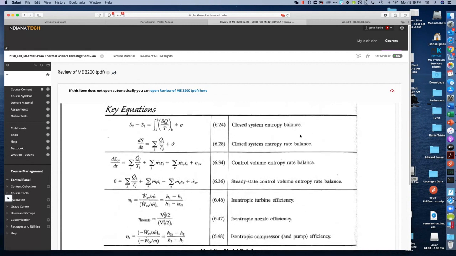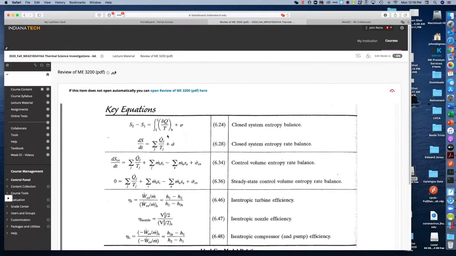One of the first equations with the definition of entropy is the entropy balance associated with a closed system. If a closed system is going between state 1 and state 2, and during that process there is some heat transfer across the boundary at a given temperature, the entropy change of the closed system is given by this expression right here.